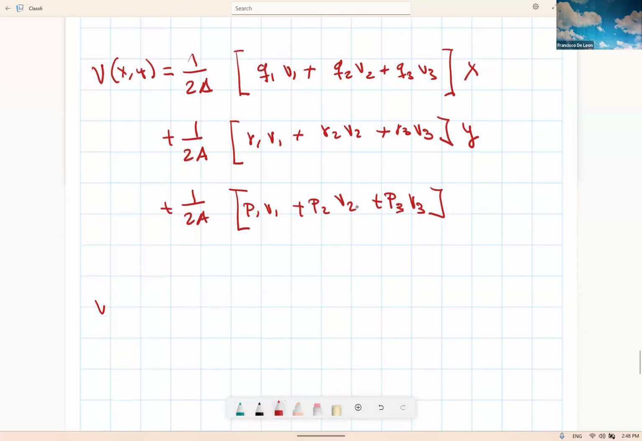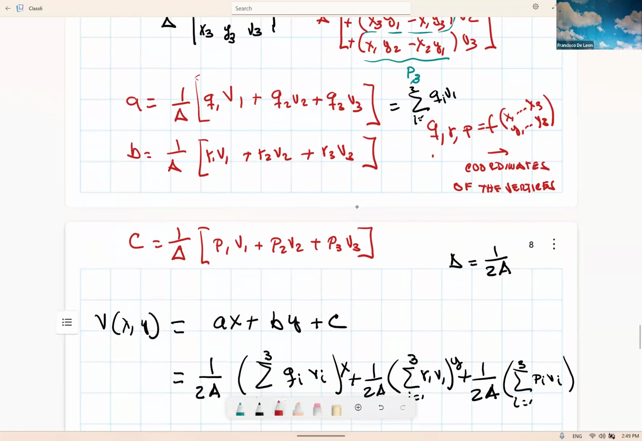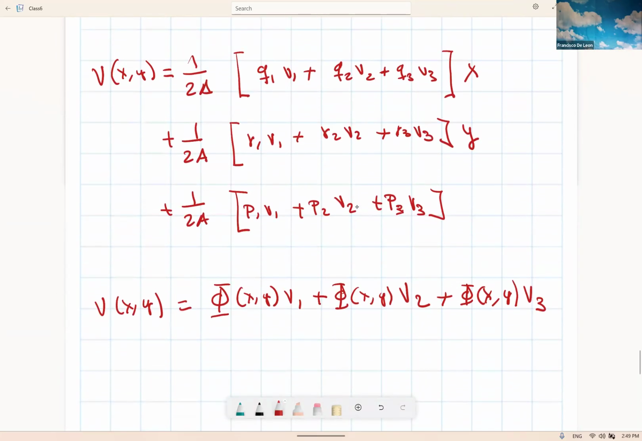I'm gonna write the same equation, B of X and Y, in this way. I want to write a function, whatever that function is, I'm gonna call it a phi, function of x and y, V1, plus a function of x and y, V2, plus a function of x and y, V3. So now I'm going to concentrate it in the other way. This way was concentrated as per ABC. Now I want to rearrange them as per V1, V2, V3, right? That's what I want to do.